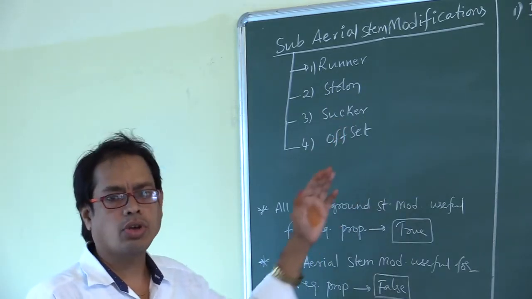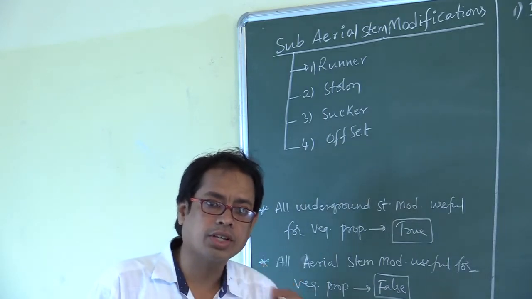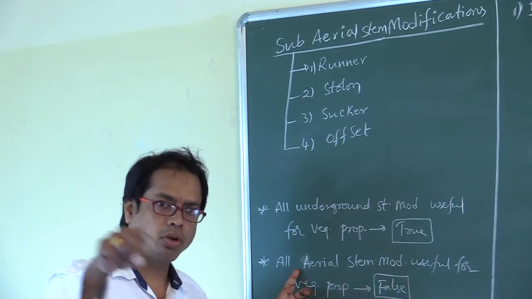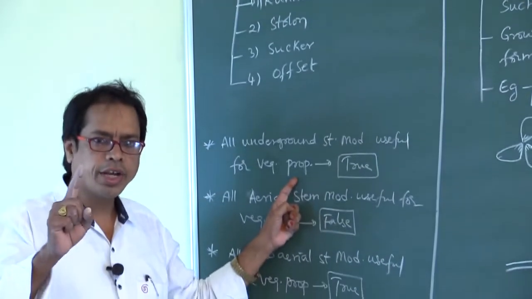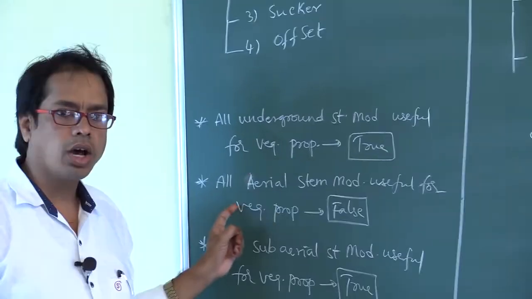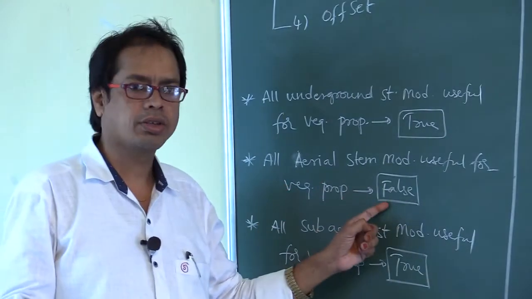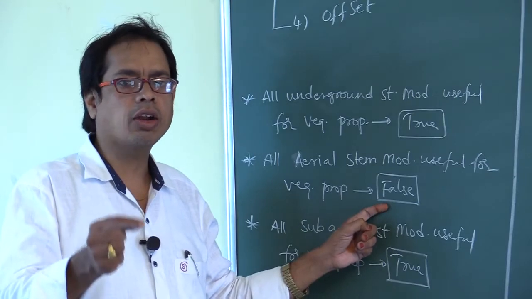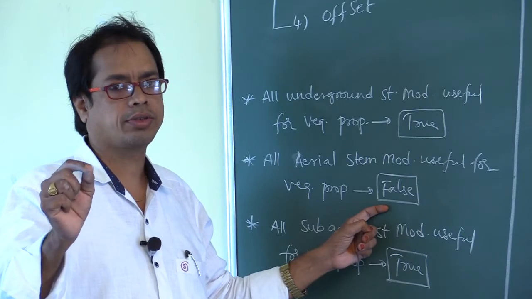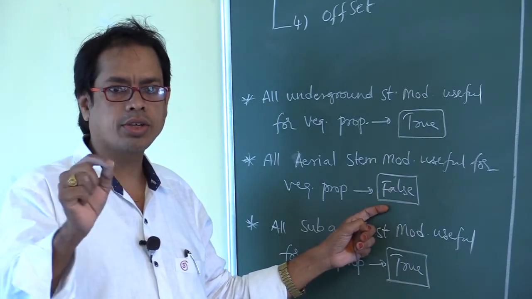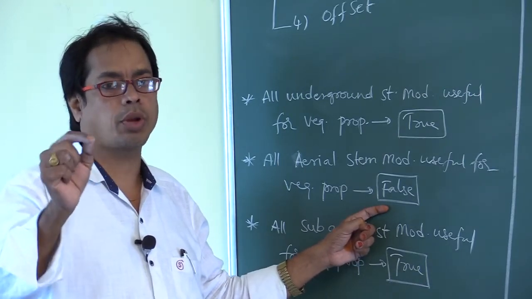Four types. So, a few points I would recall. All underground stem modifications are useful for vegetative propagation. True. All aerial stem modifications are useful for vegetative propagation. False. Why? Because the only aerial stem modification useful for vegetative propagation is bulbils. Remaining tendrils, thorns, phylloclades, cladodes, all those are not useful for vegetative propagation.